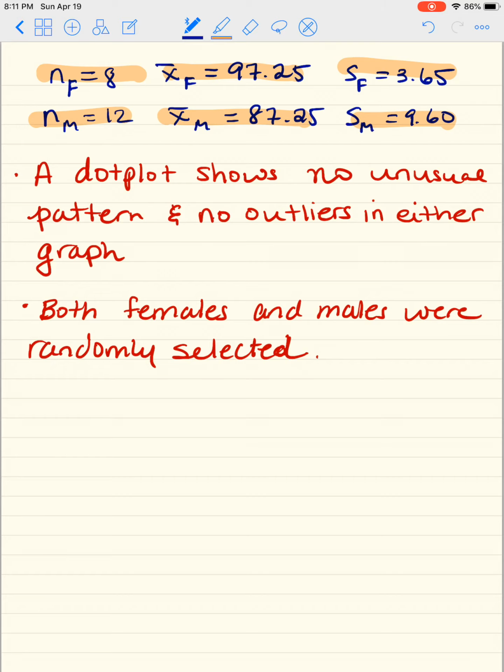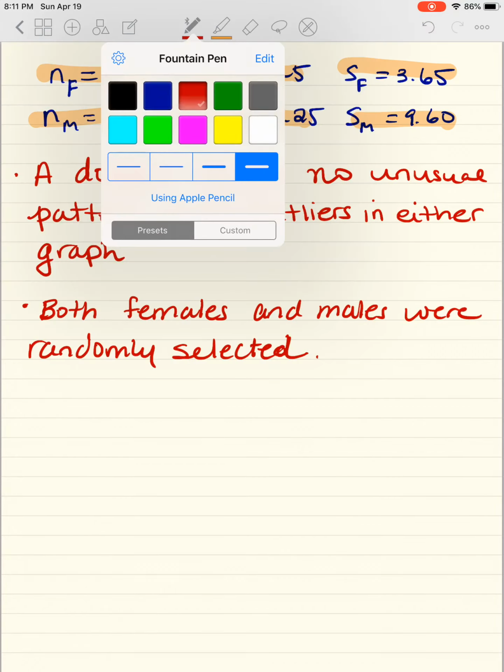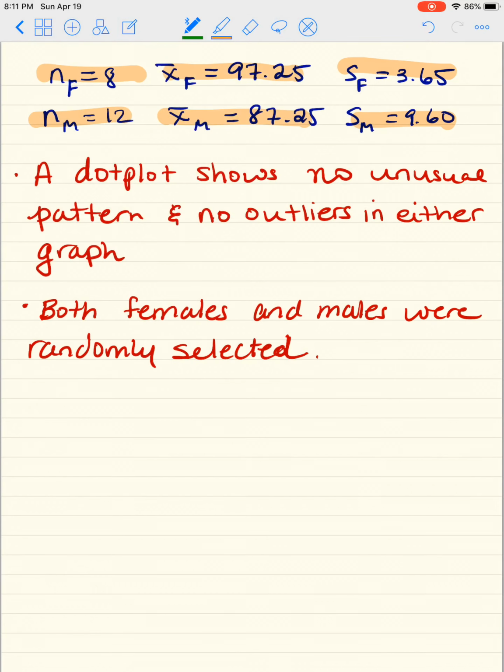So confidence intervals, guys, 3 steps. The first step is going to be our conditions. So let me pick green. Step 1, conditions. A dot plot shows no unusual pattern and no outliers in either graph. Both females and males were randomly selected, as stated in the stem of the problem. Great. Step 1, you must do it for both n1 and n2, okay?